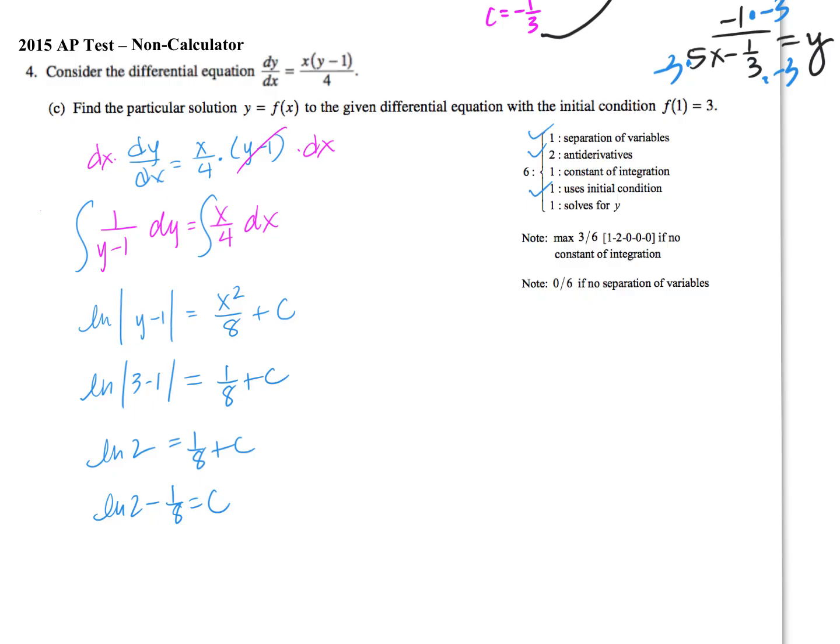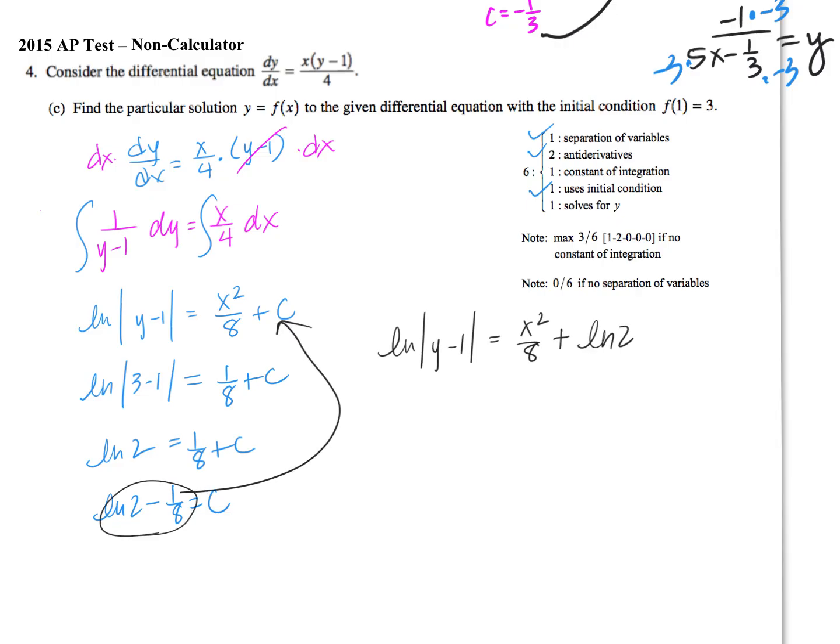Let's plug this into my c right here. Boom. We're going to plug it in. Then we've got to get y by itself. Gross. ln y minus 1 is my x squared over 8 plus that c, which looks like ln of 2 minus an 8th. Anyone? How are we getting that y by itself? Now we've got to e it.